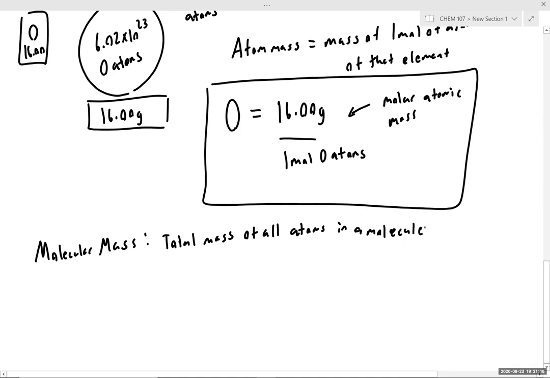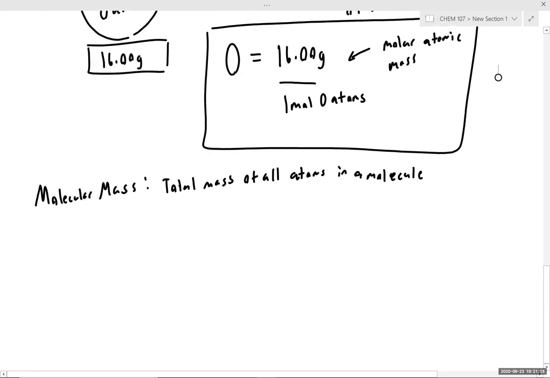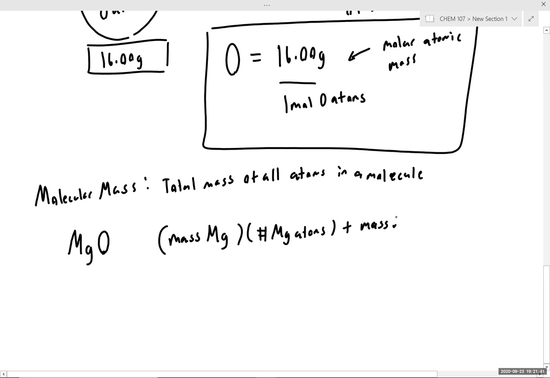So let's do a relevant example here. Let's look at the molar mass of magnesium oxide. Simply, all we have to do is take the mass of magnesium times the number of magnesium atoms plus the mass of oxygen times the number of oxygen atoms.